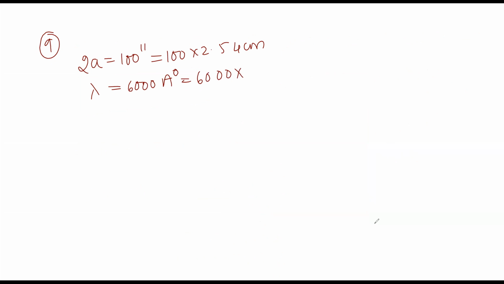What have they given first? 2a is equal to 100 inches, which we can write as 100 into 2.54 centimeter. The wavelength is 6000 angstrom, which we can write as 6000 into 10 to the power of minus 8 centimeter. And what have they asked us to find? The limit of resolution of the telescope.